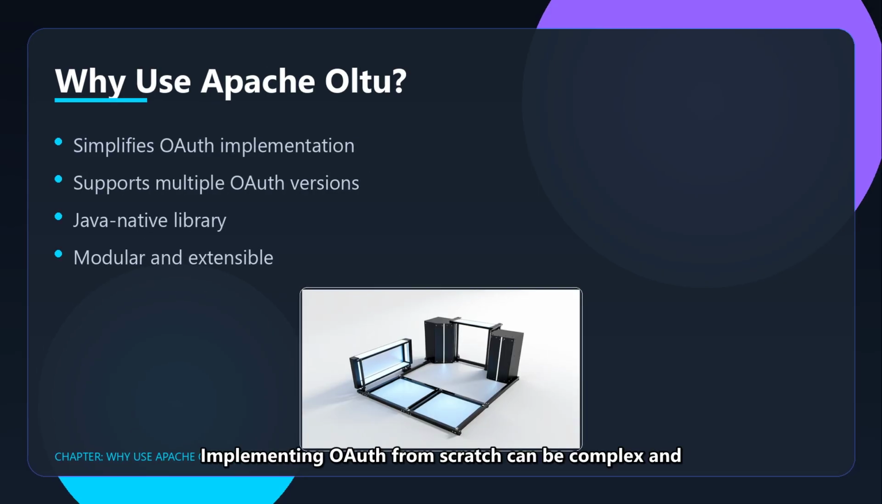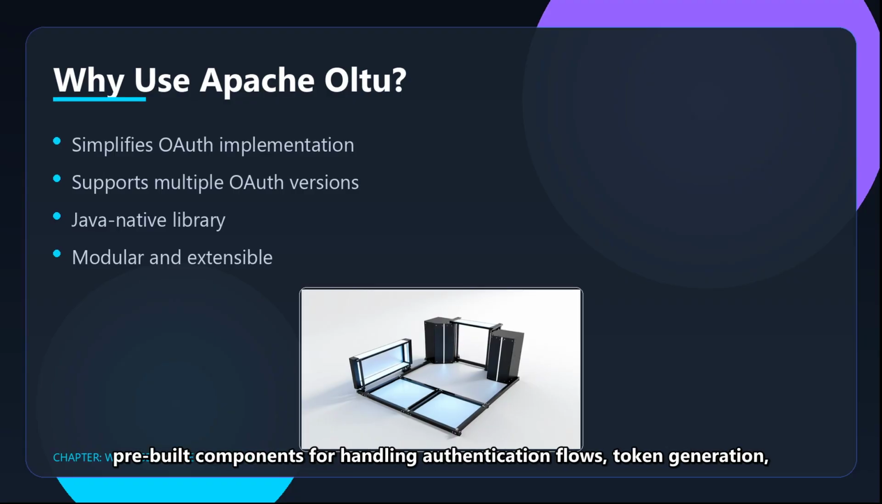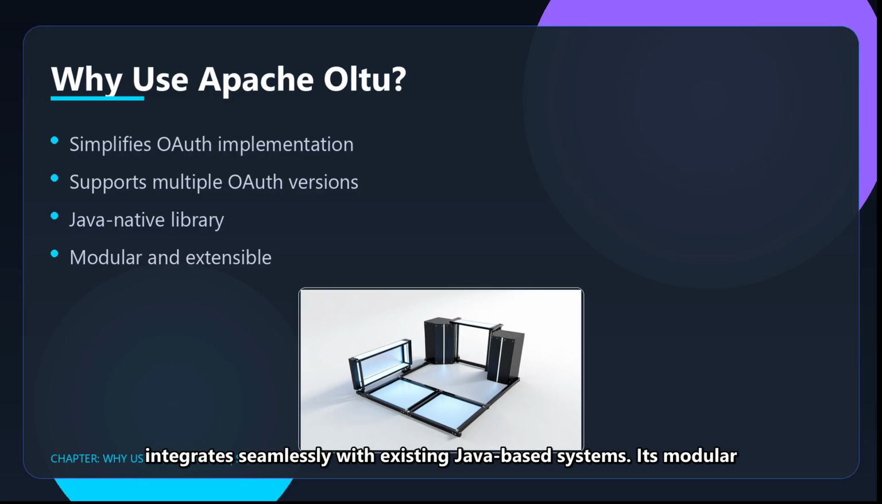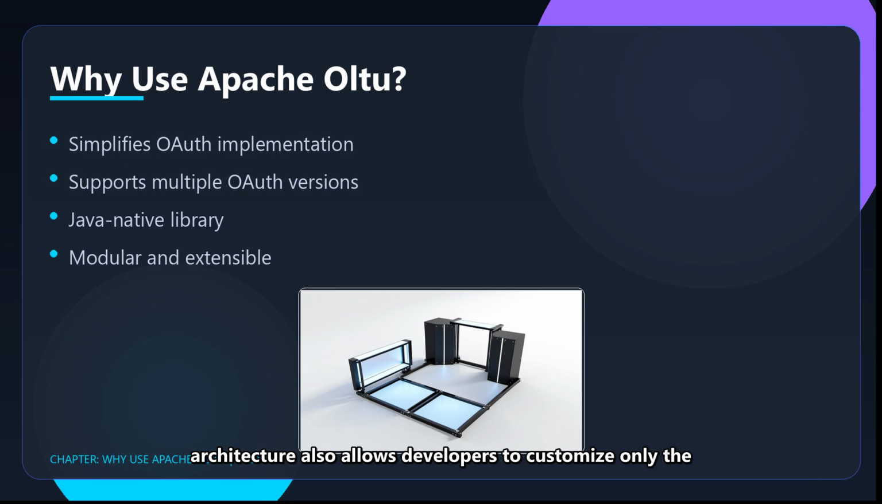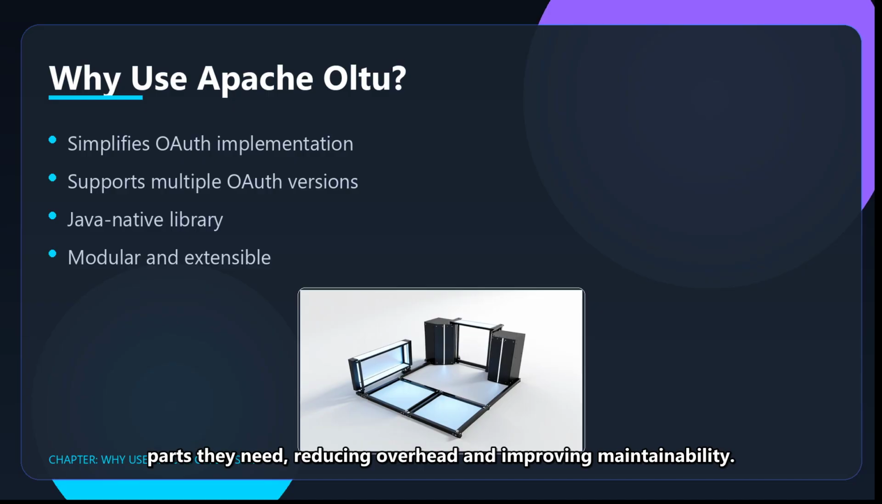Implementing OAuth from scratch can be complex and error-prone. Apache Oltu simplifies this process by providing pre-built components for handling authentication flows, token generation, and request validation. As a Java-native library, it integrates seamlessly with existing Java-based systems. Its modular architecture also allows developers to customize only the parts they need, reducing overhead and improving maintainability.